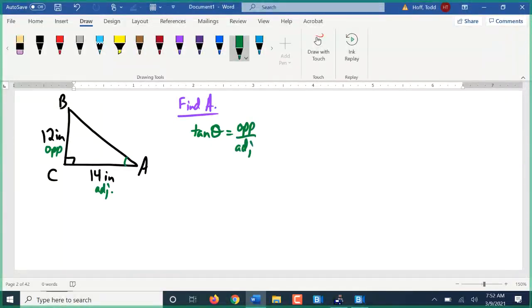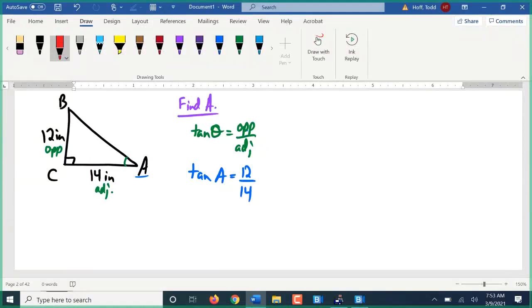Now, you'll notice I continually write down the definition of the trig function first, and then fill in the information. I actually highly recommend you do that when you're starting out, just because it helps you make sure you get all the numbers in the right place. So theta is the angle we're looking for. In this case, that's angle A. The opposite side is the 12 inches. The adjacent side is the 14 inches. And we're solving for A here.